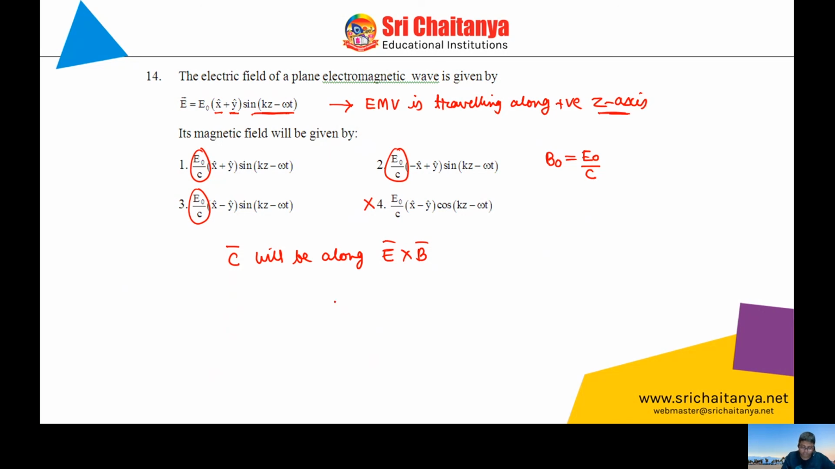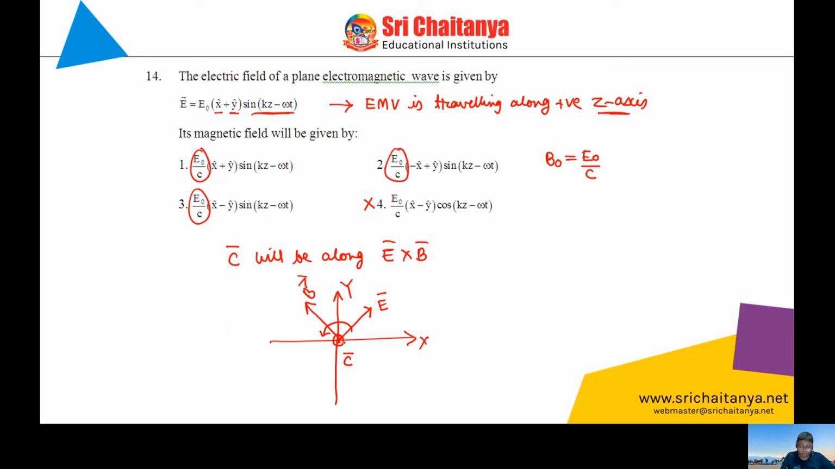So let's try to have a simple diagram over here. Let's say this is the X axis and this is the Y axis, and the Z axis is the direction coming out of the plane, in which C bar is there. This E bar is along X cap plus Y cap, so this is the direction of E bar. Just by using the right hand rule, B should be in this sense. This would be B bar. Then only, for example, if you curl your fingers from E to B, your thumb will be pointing in the outward direction, which is along C.